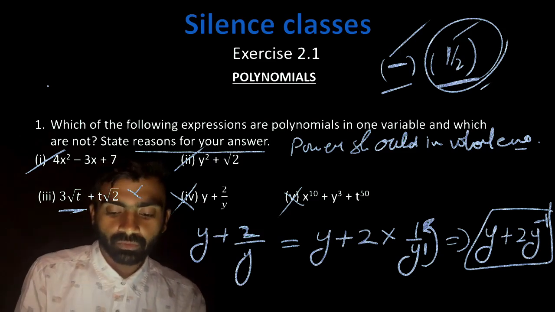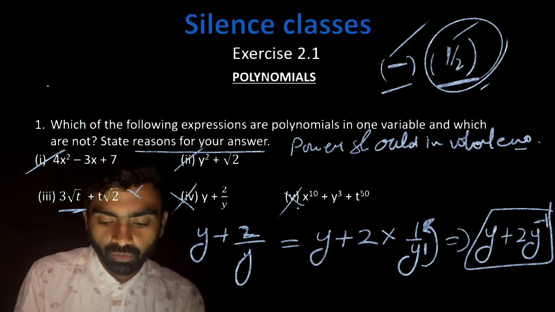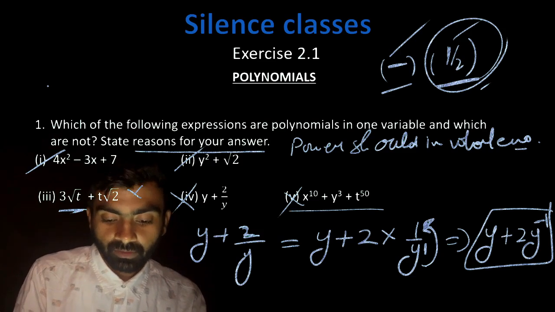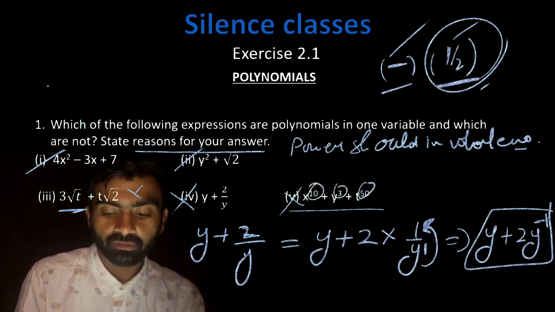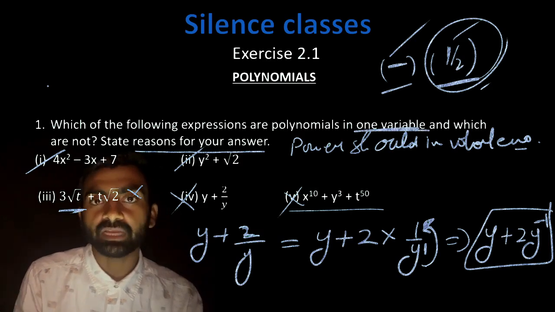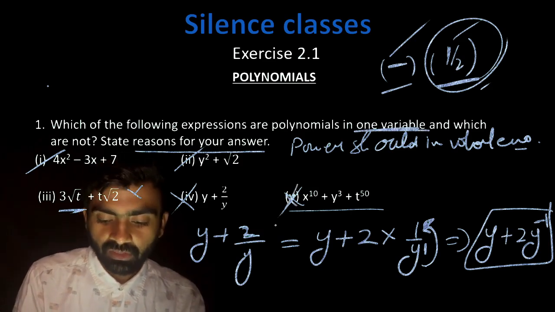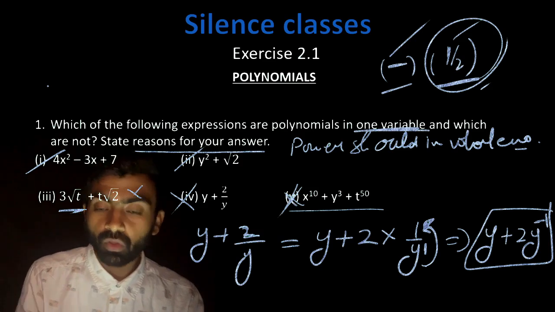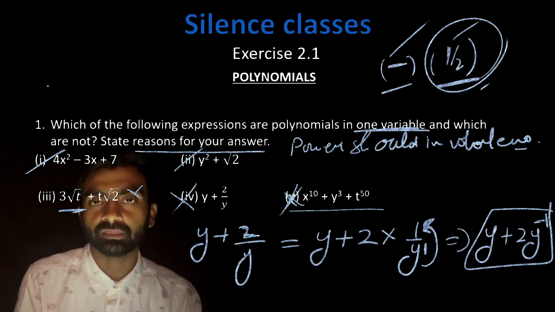Over here the criteria is met, all the powers are whole numbers, but the criterion of one variable is not met, so it is also not a polynomial of one variable, because here 3 variables have been used.